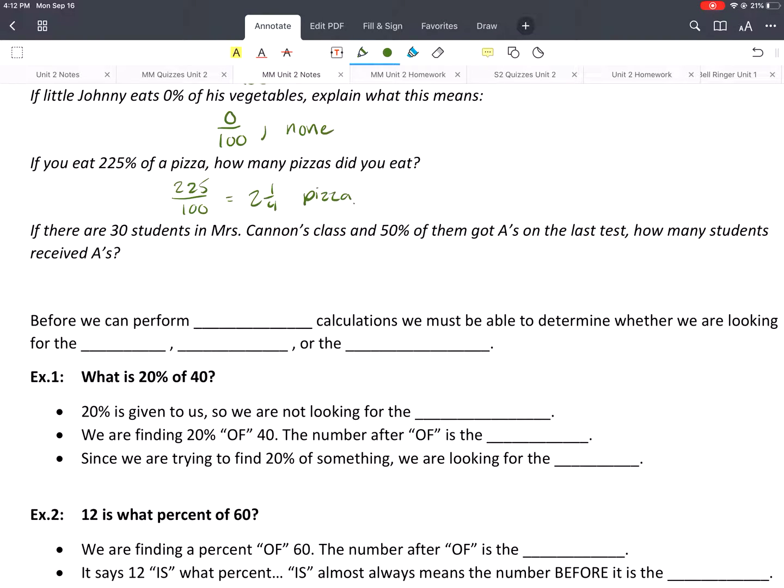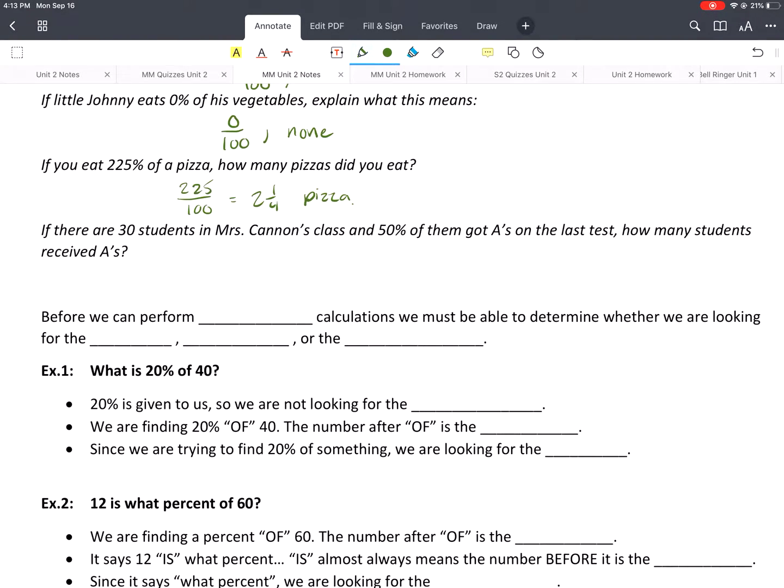If there are 30 students in Mrs. Cannon's class and 50% of them got A's on the last test, how many students received A's? So 50%, which is 50 of 100, would be 1/2. So half of the students, but we want to know how many students, so we multiply 30 times 1/2 to give us 15. So half of the students would be 15 students.